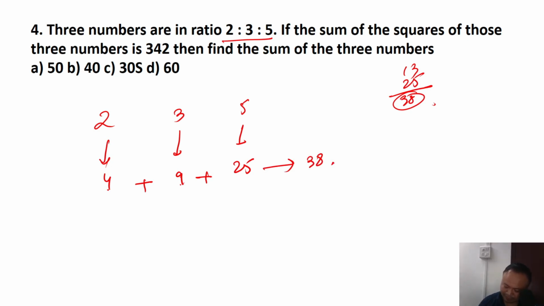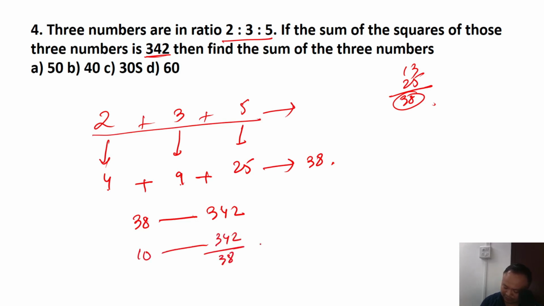Suppose the 38 units equal 3, 4, 2. So the sum of the numbers is 2 plus 3 plus 5, that is 10. 3, 4, 2 divided by 38 is 9. So 38 into 9 is 342, and 10 units is 90.